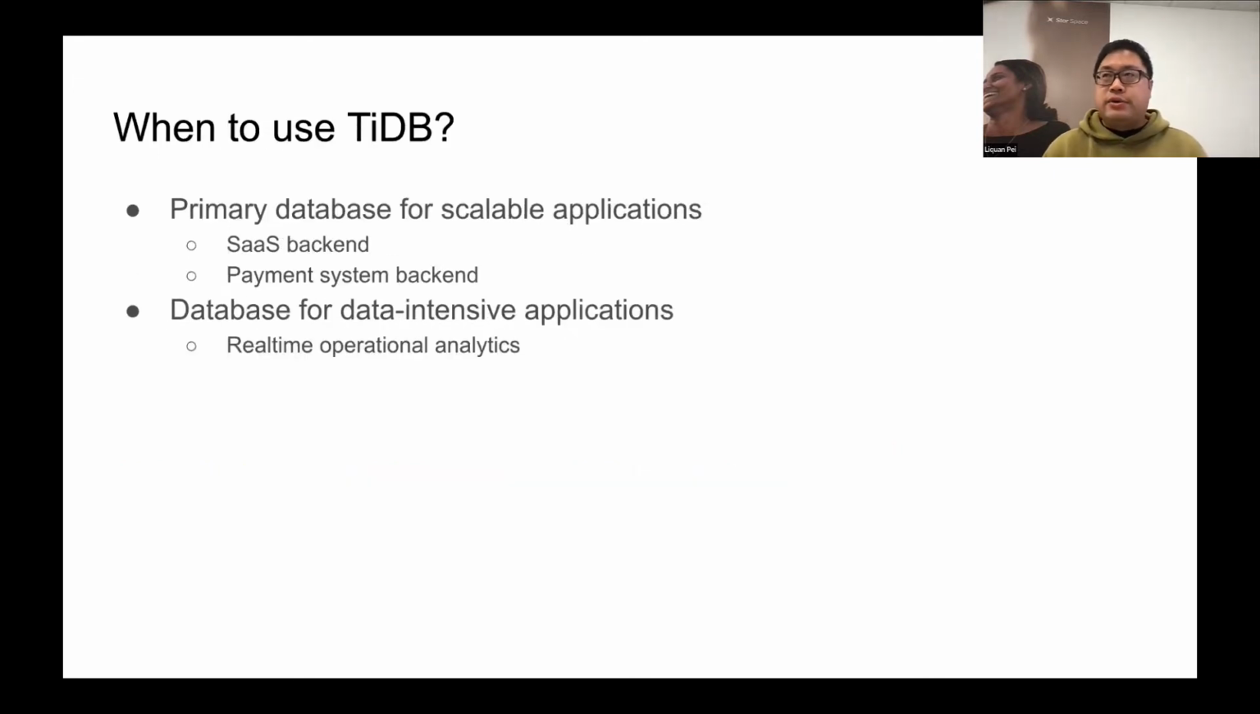So when to use TiDB? TiDB is built as a primary database, especially for scalable applications. TiDB is especially good for SaaS backends and payment system backends. The other thing, which is also more or less related to SaaS, is that TiDB is good for data-intensive applications. It's for those applications that provide analytical capabilities to the end user, instead of providing those analytical capabilities to the internal user only.